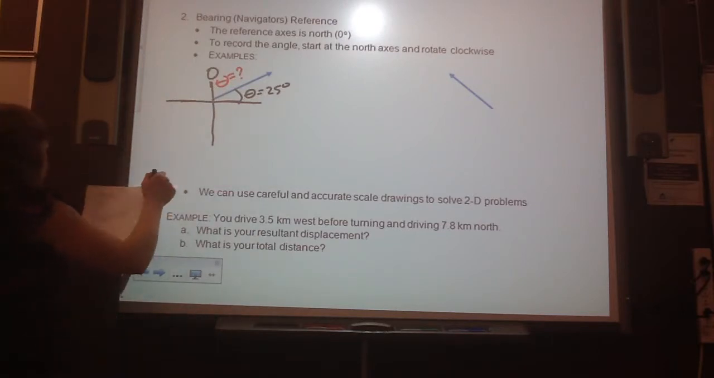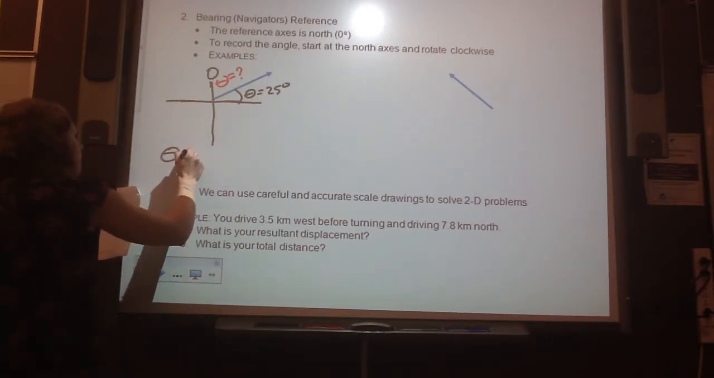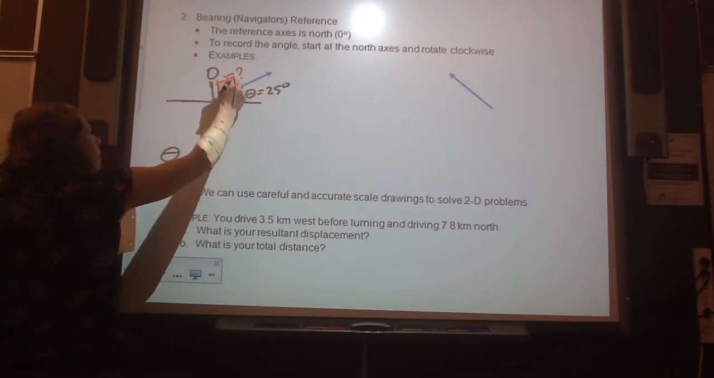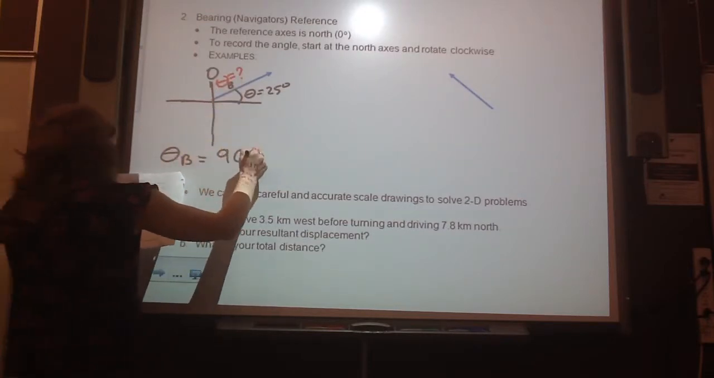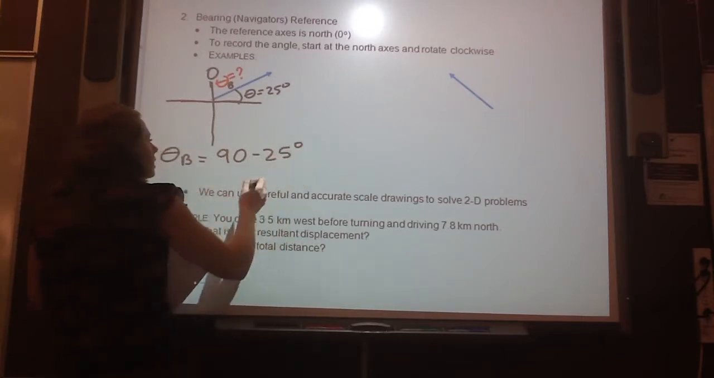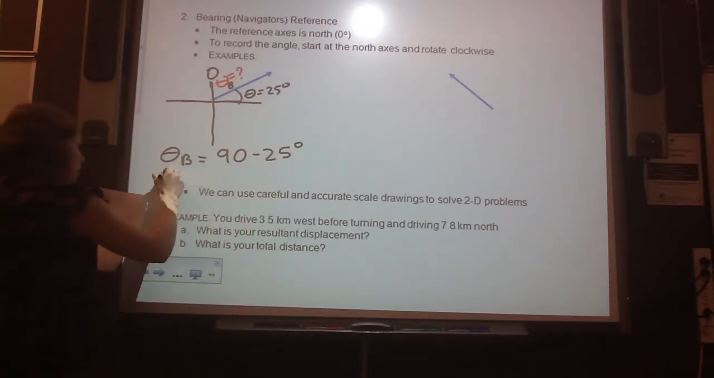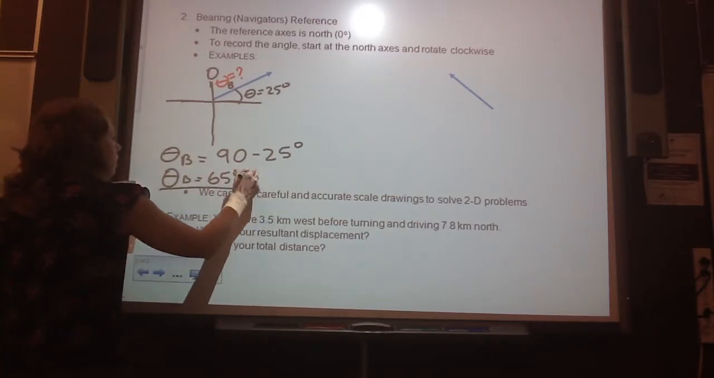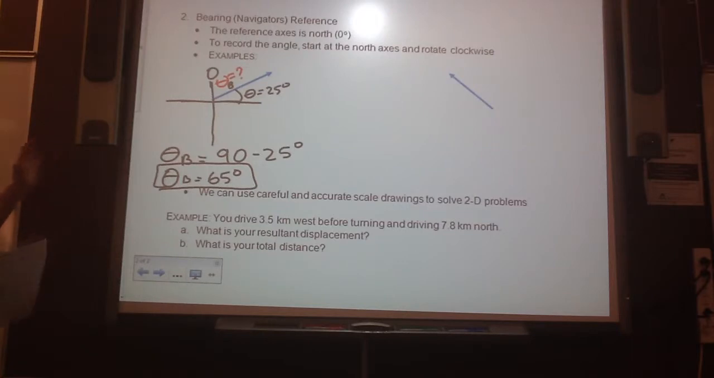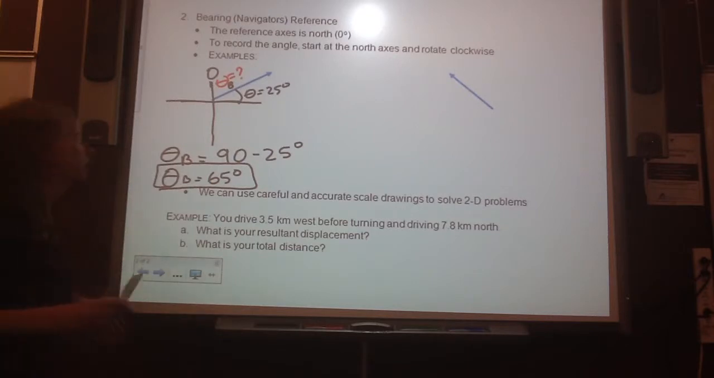Okay, so we'll call it theta B. Theta B is equal to 90 minus 25 degrees. So theta B is equal to 65 degrees. And that would be your answer, because it's moved 65 degrees from north. But you don't have to say east of north or anything like that, because we're just on the grid navigator reference.